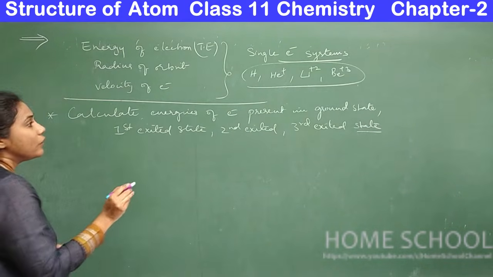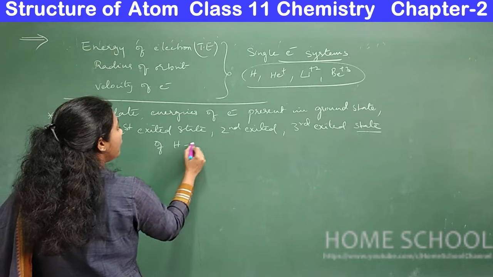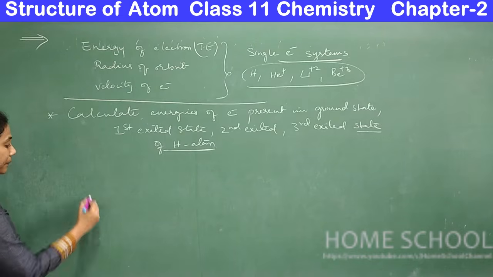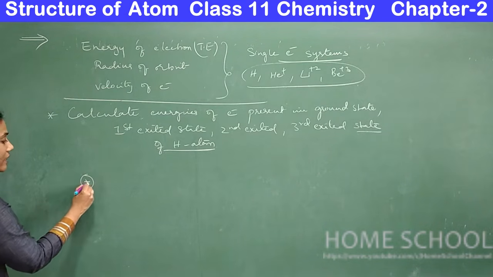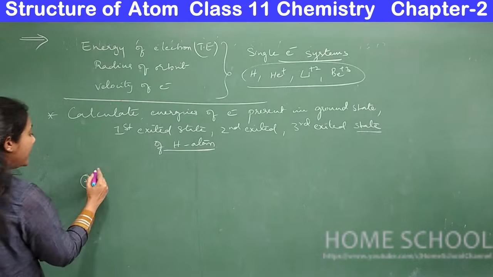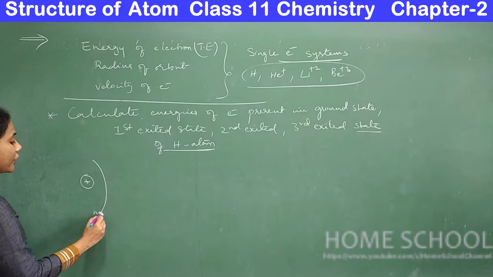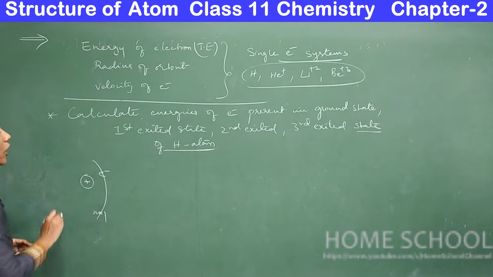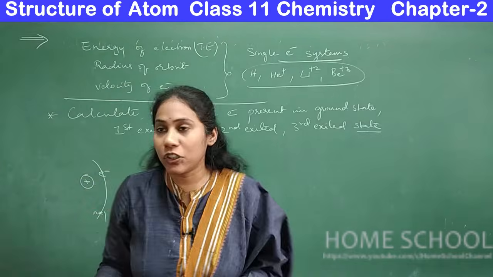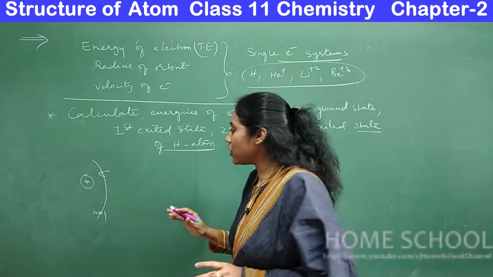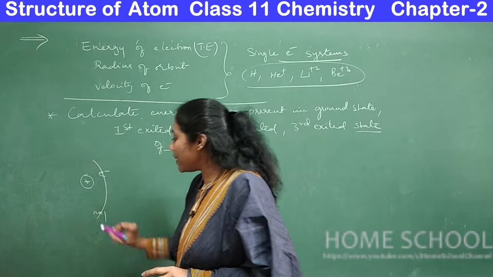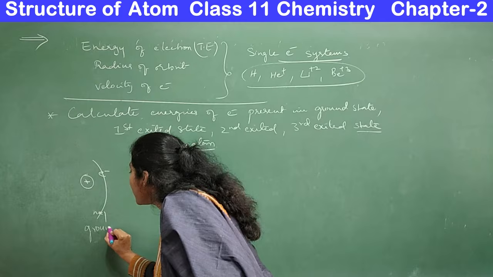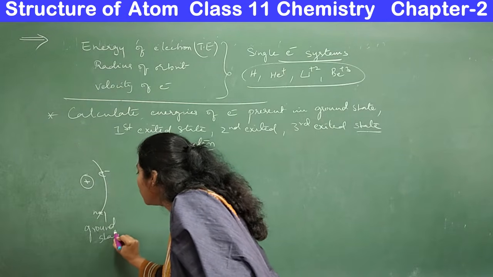If you take a hydrogen atom, and this is the nucleus of the atom, it will have n is equal to 1. Your electron is there in the first orbit. Hydrogen has only one electron. Where is that one electron present? It is present in n is equal to 1. And this shell we will call the ground state. This is called the ground state.